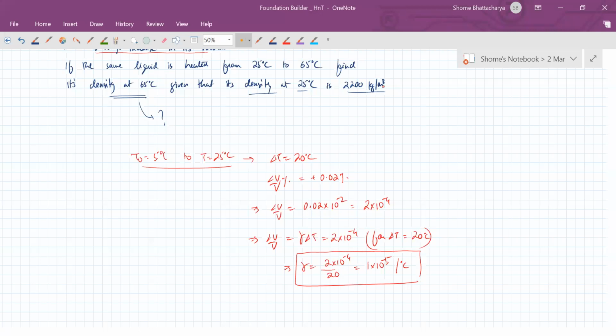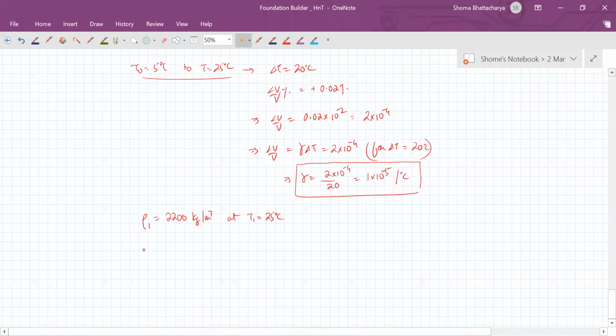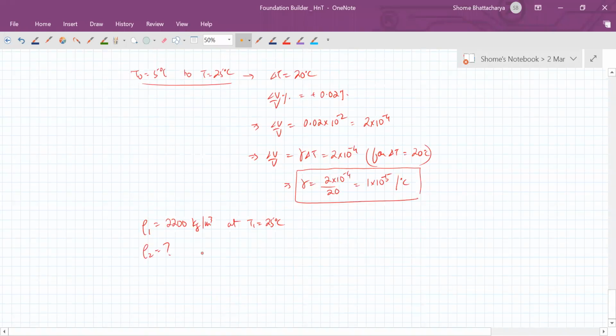So now you can see that density is, how much is it now? 2200 kg per meter cube at a temperature T1, let's say 25 degrees C. So we want to calculate the density at T2 equal to 65 degrees C.